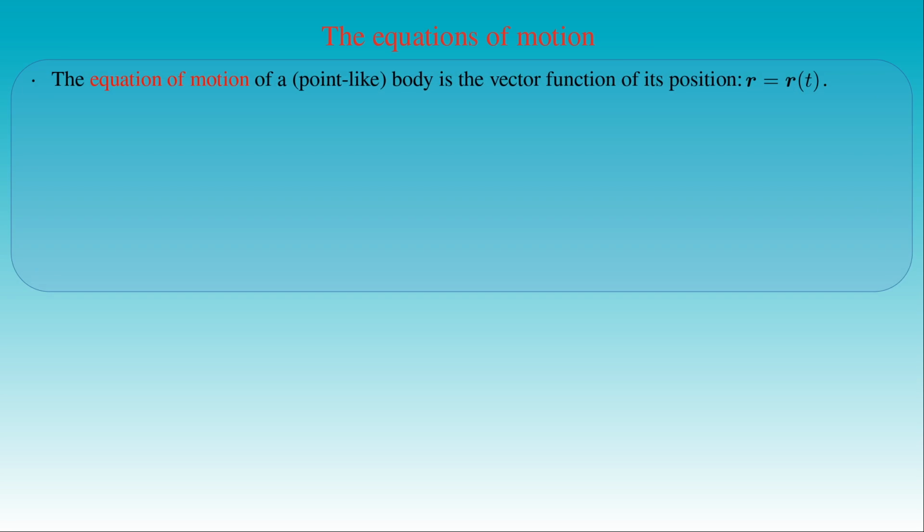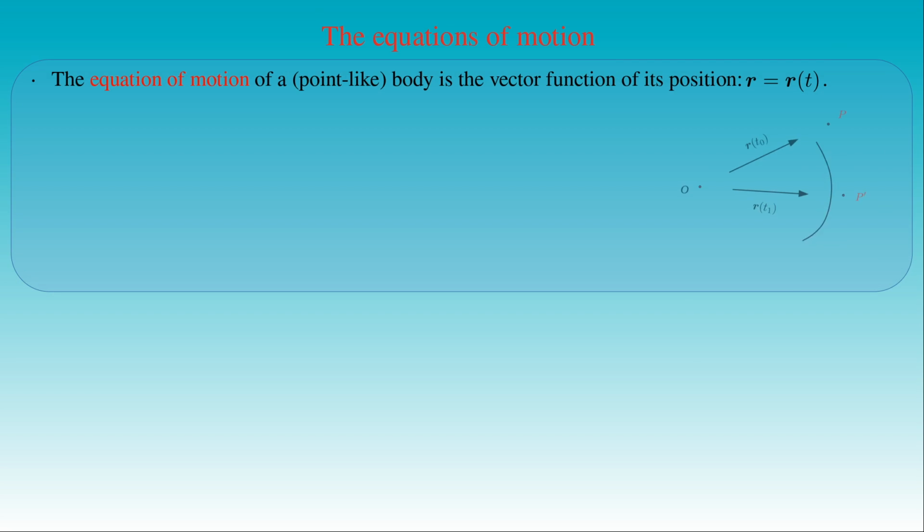By introducing the basic kinematic quantities, we are able to describe the motion of bodies. If we apply these quantities we can formulate the equations of motion for the moving bodies, which give a unique mathematical representation of the motion. In kinematics the equation of motion of a point-like particle is the vector function of the position, that is its position vector r, which is a function of time.